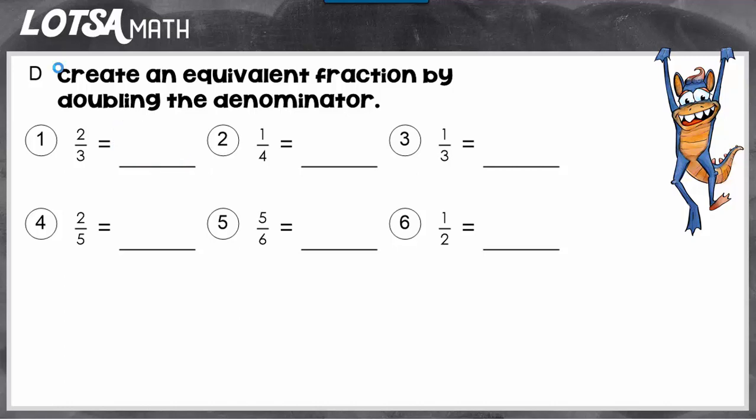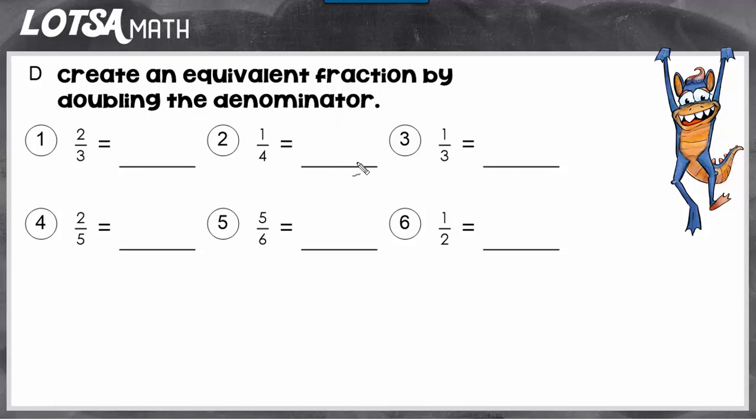So for number 2, we have 1/4. So if we want to make an equivalent fraction, we can double the number of pieces. So instead of having 1 out of 4 pieces, we can have 8 pieces. But notice it's not just the number of pieces that gets doubled. It's also the number that are shaded. So the equivalent fraction for 1/4 would be 2/8.